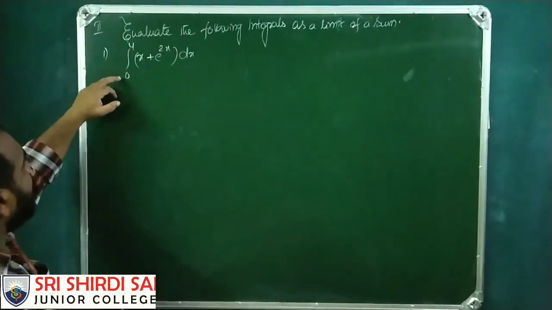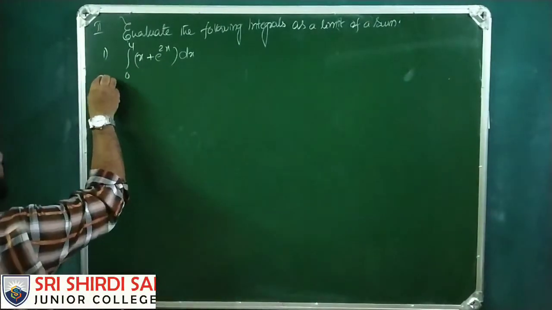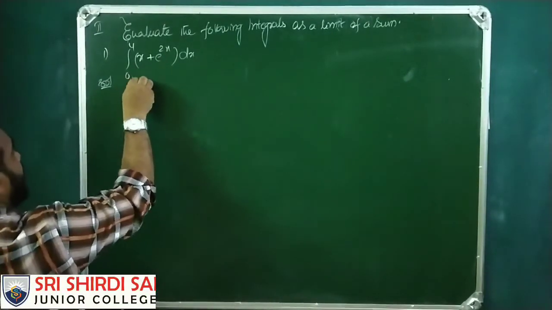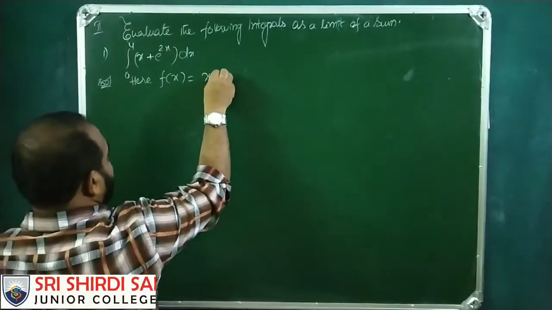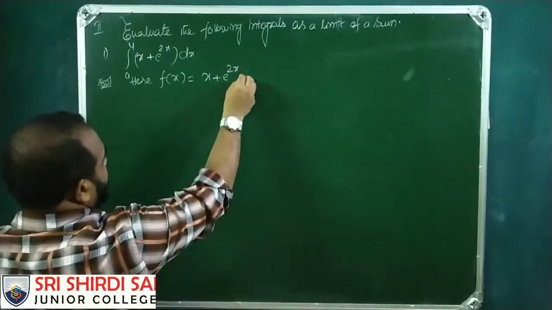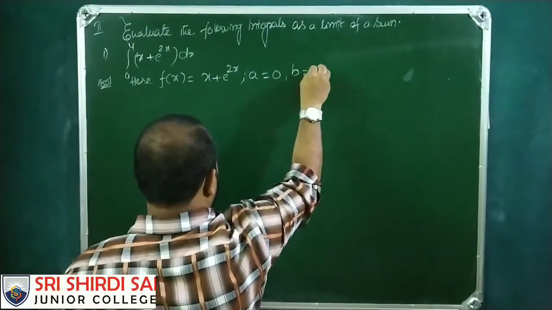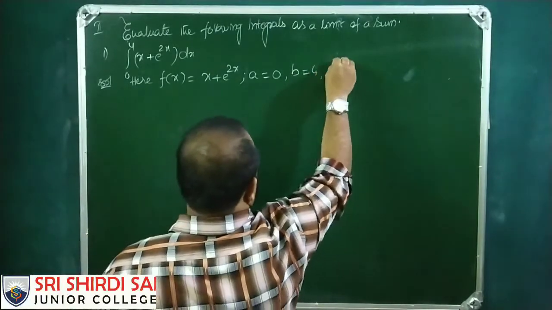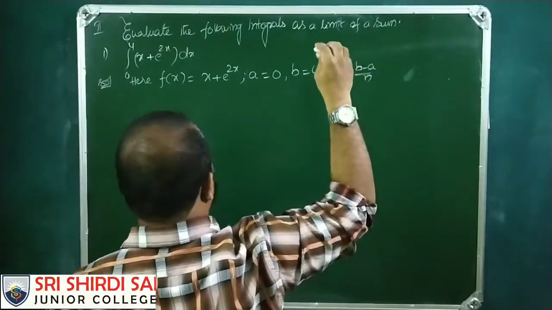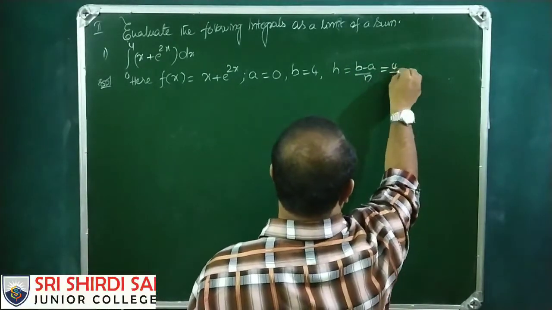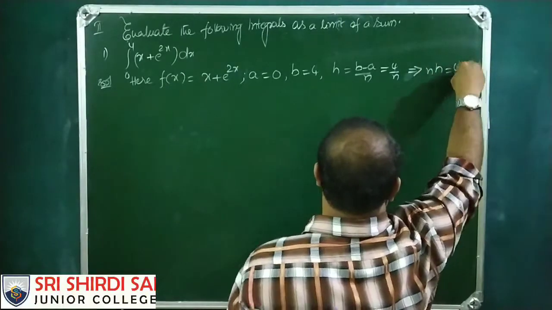We will see the integral from 0 to 4 of x plus e power 2x dx. As usual, the given function is f of x equals x plus e power 2x. Lower limit a equals 0, upper limit b equals 4, and h equals (b minus a) by n, that is (4 minus 0) by n, so 4 by n. Further, nh equals 4.